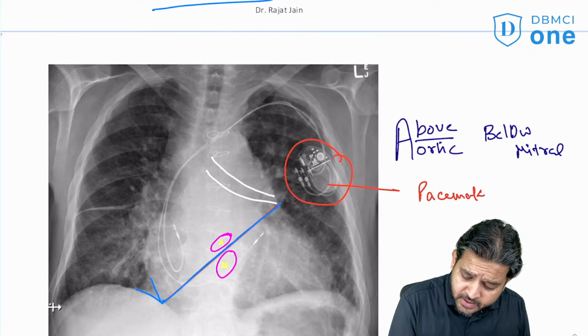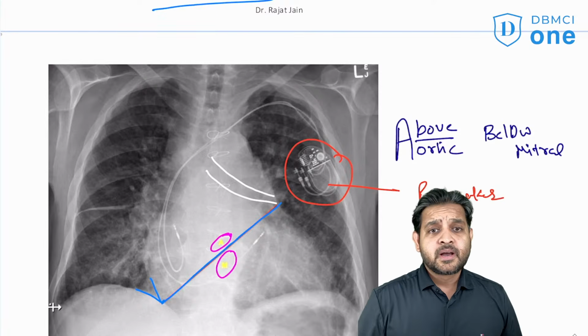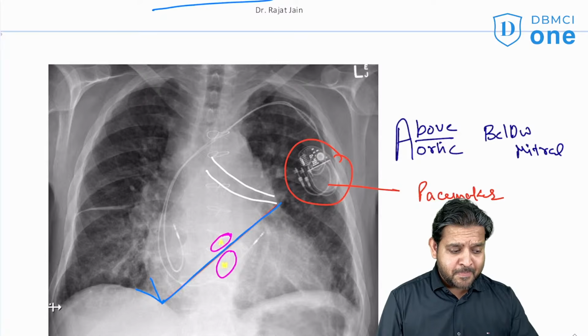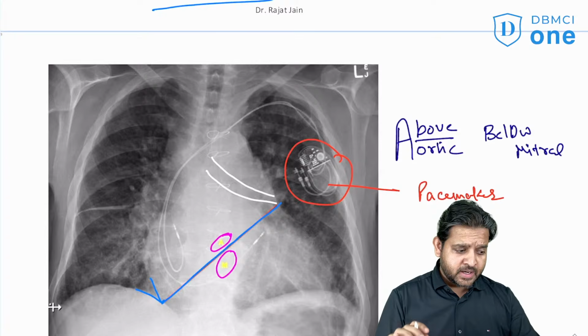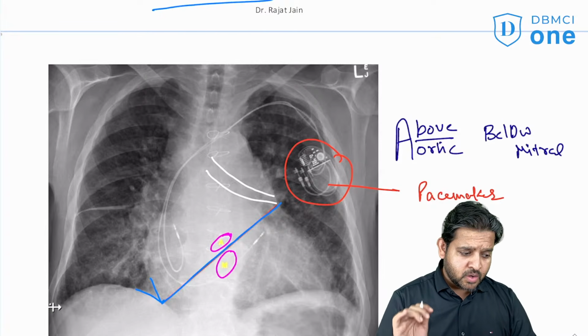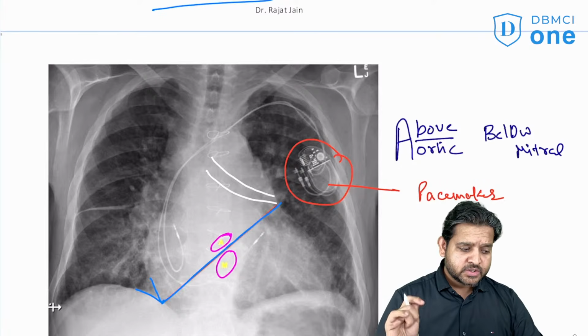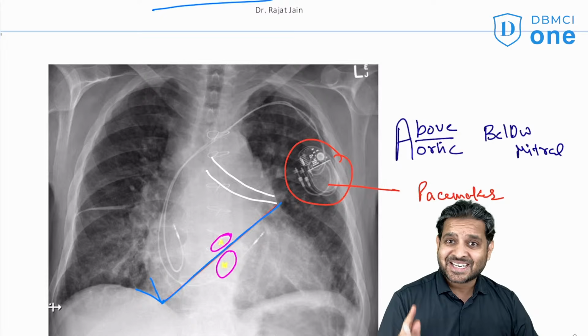It is to be noted that the cardiac pacemaker can easily be seen. You don't need an imaging for that. But the integrity of the wire of the pacemaker is best assessed on a chest X-ray. Remember this, integrity of the wire of the pacemaker is best assessed on a chest X-ray, right?